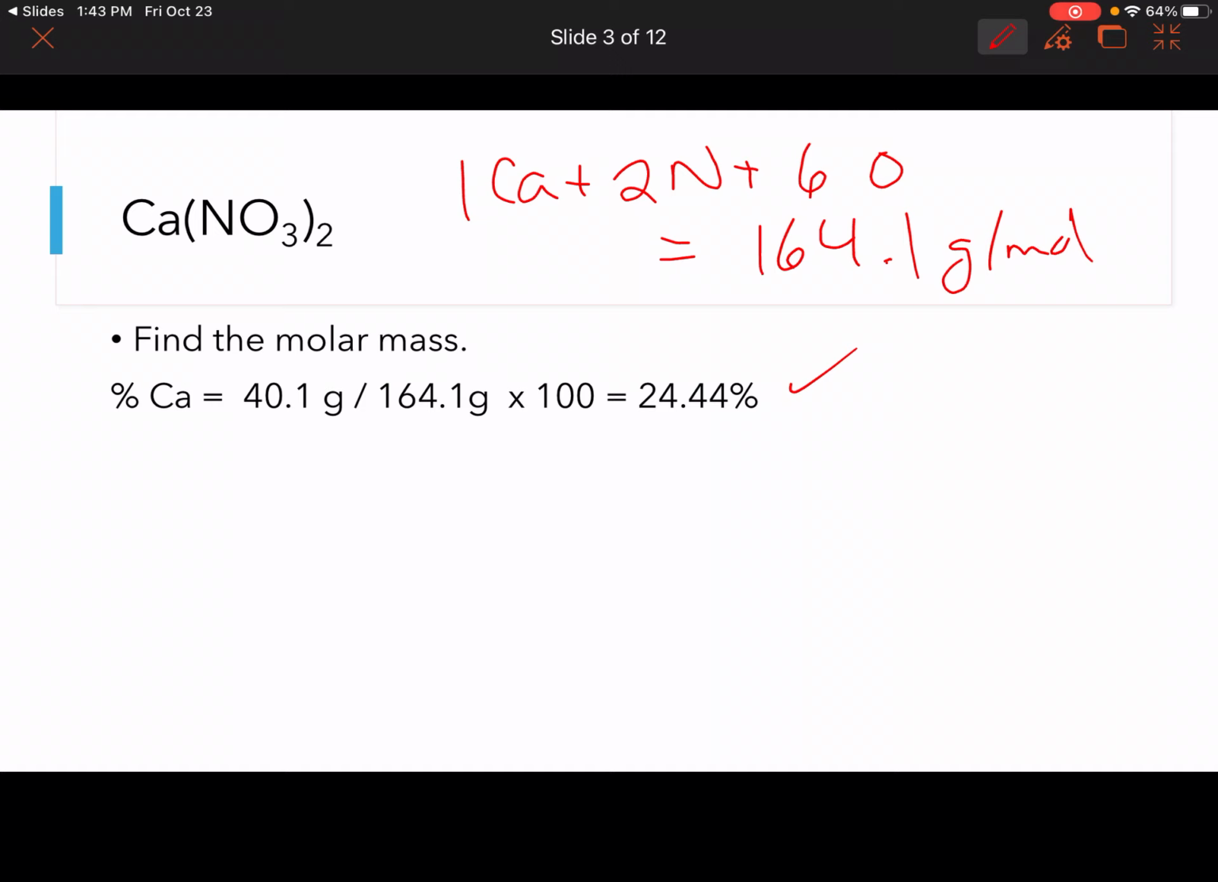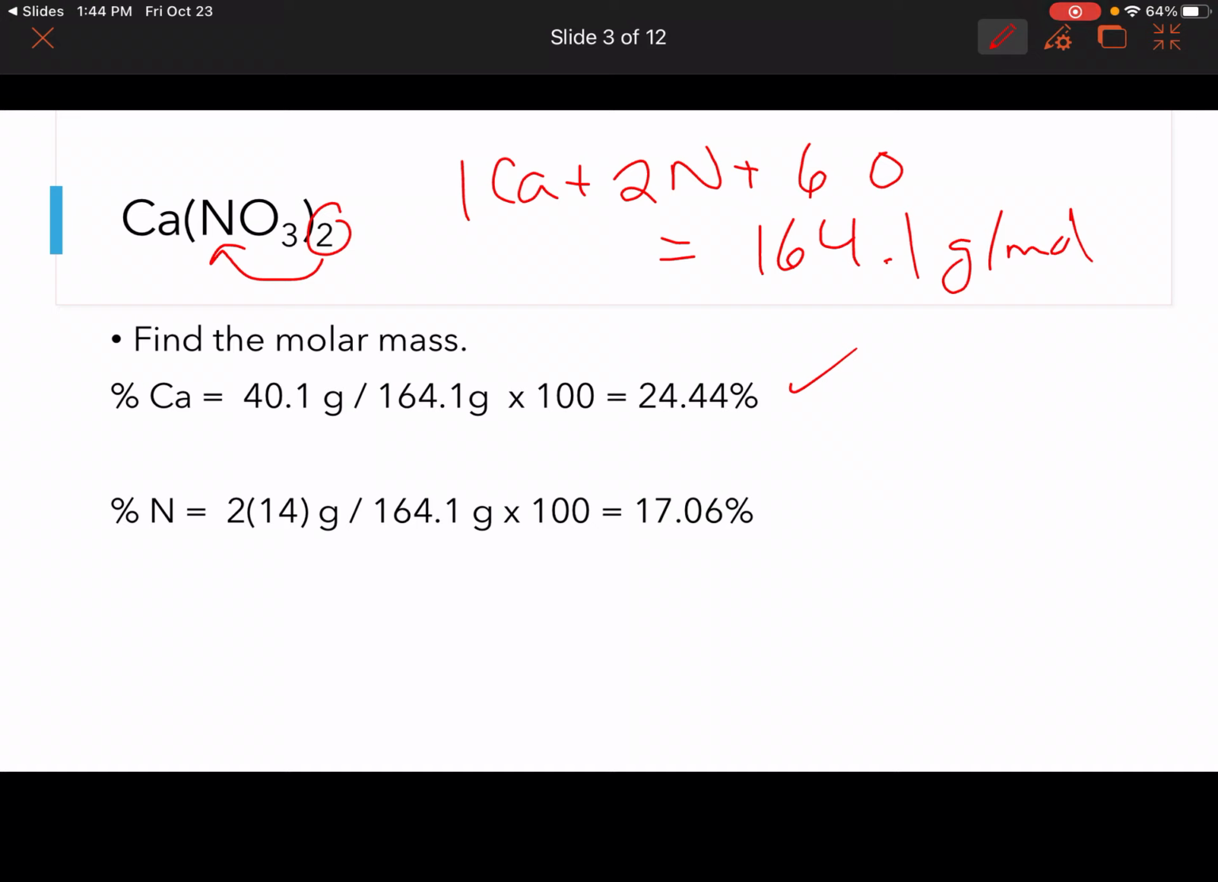So next we're going to look at nitrogen. Now the important thing for this one is to note that you have 2 nitrogens, okay? So the percent of nitrogen is going to be 2 times the mass of nitrogen, which is 14. Again, that came from the periodic table. And you're going to divide that again by the overall mass of the whole molecule and then multiply by 100. So we're at 17.06% nitrogen.